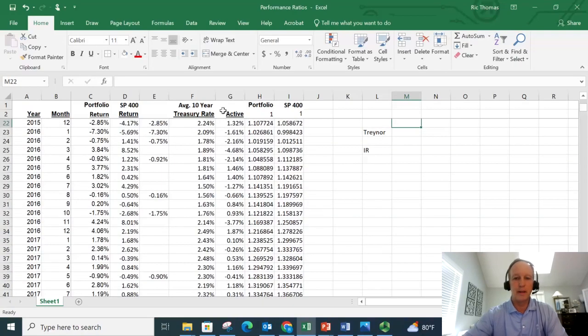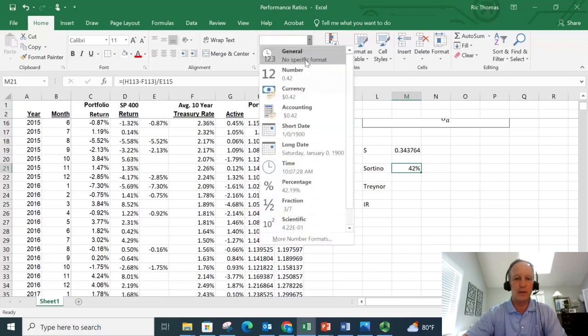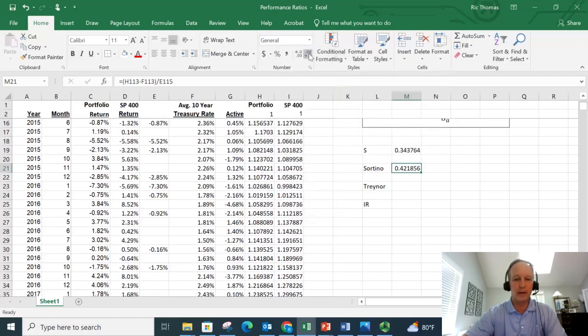Okay. Now, that should be a higher number, right? Because I'm using a smaller denominator. And I don't need it in percentage terms. Typically, this is not expressed in percentage terms. Let me put General. It's expressed in just regular number format. Okay, again, higher is better.